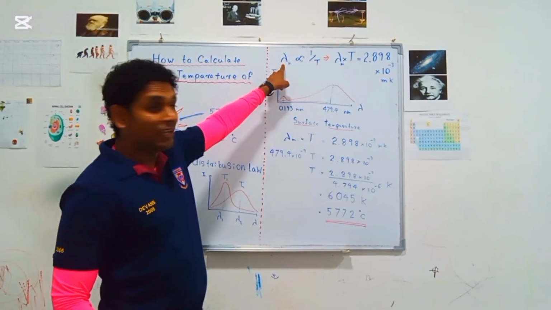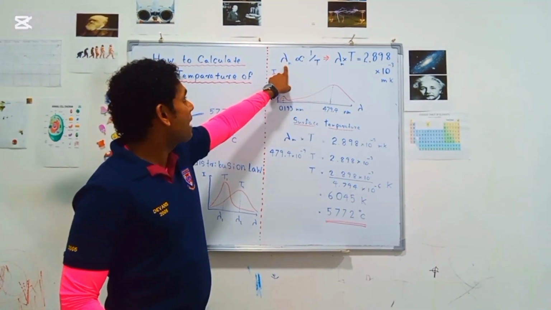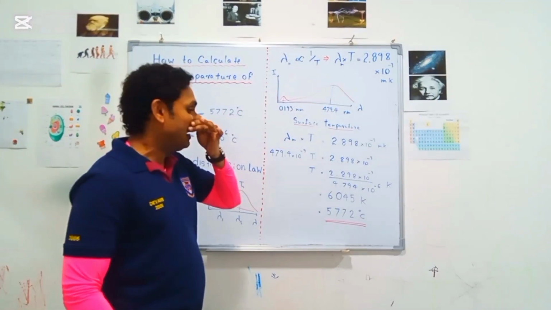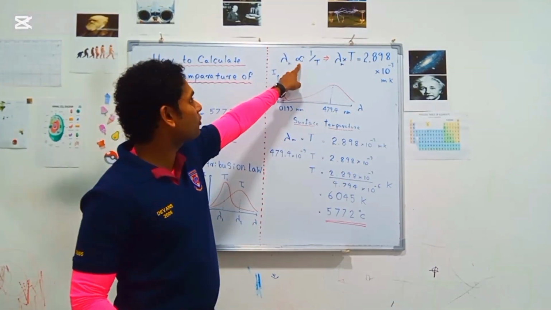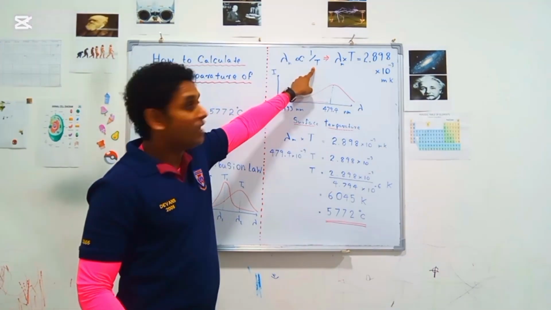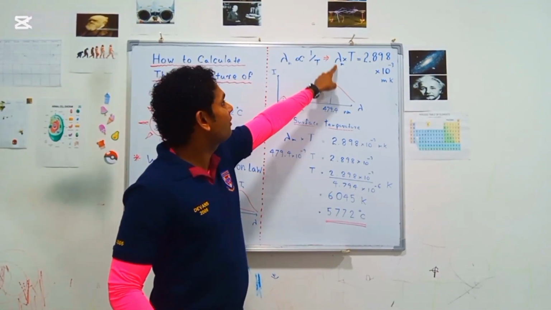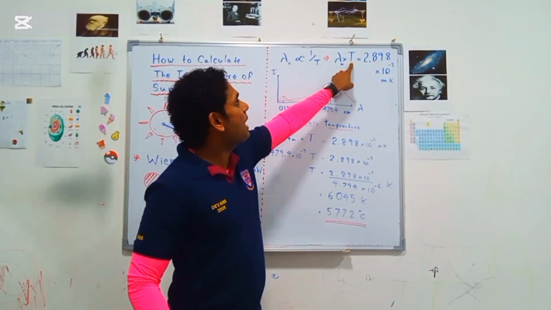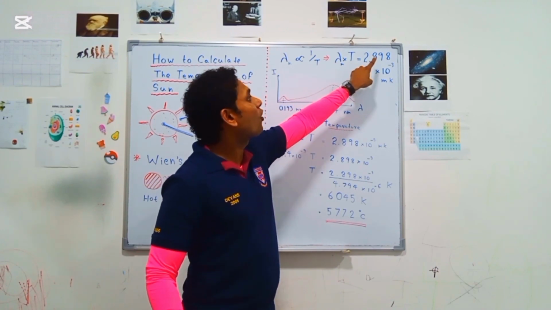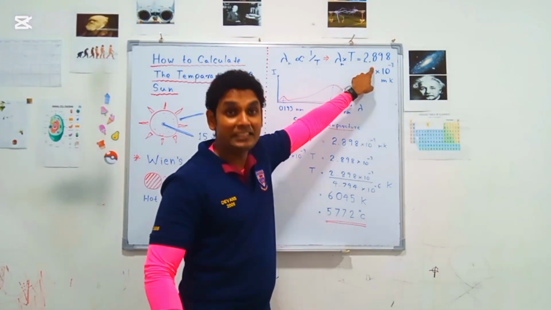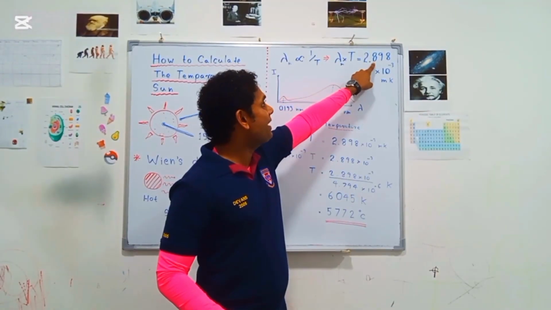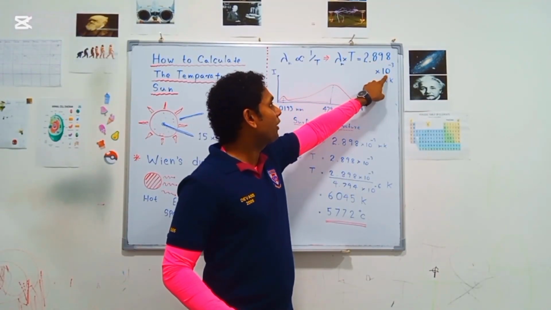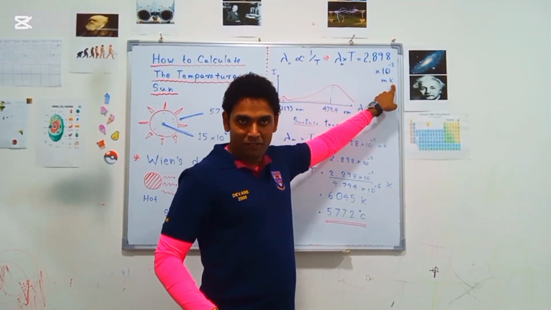Now, Wien's definition also says that lambda max, or the wavelength which shows the highest intensity, is inversely proportional to the absolute temperature. So we can make an equation: lambda max times absolute temperature is equal to a constant. This constant is called Wien's constant, 2.898 times 10 to the power minus 3 meters Kelvin.